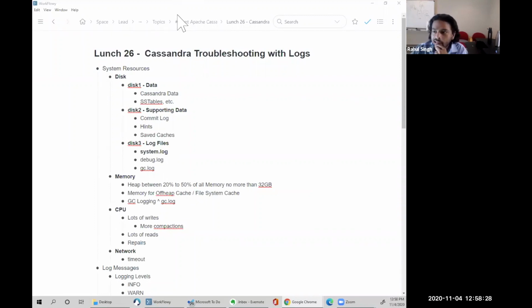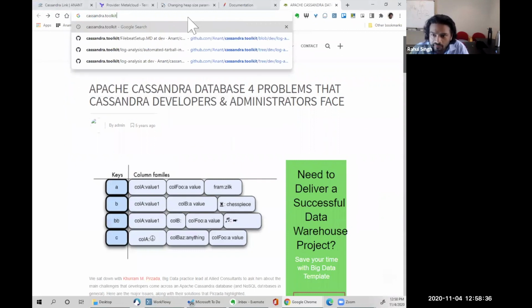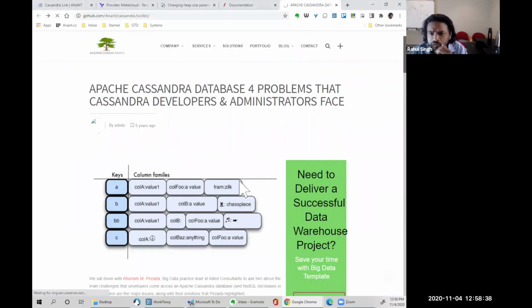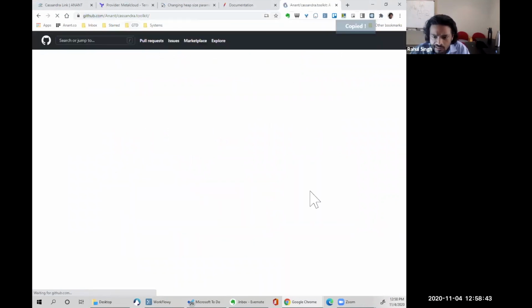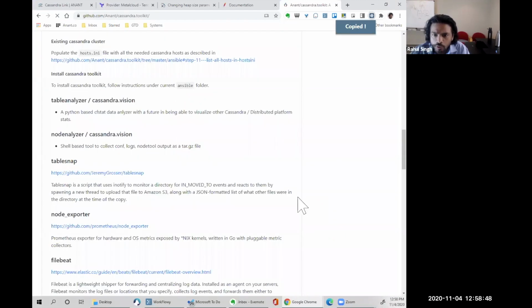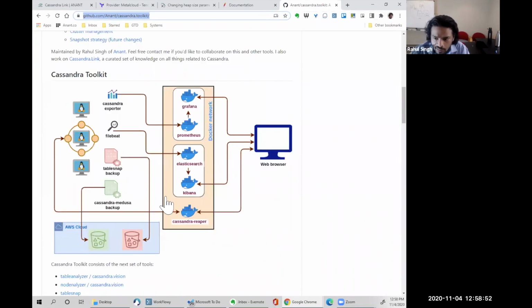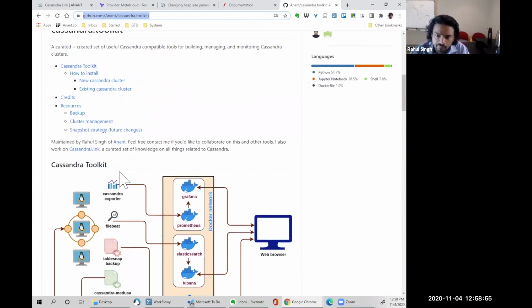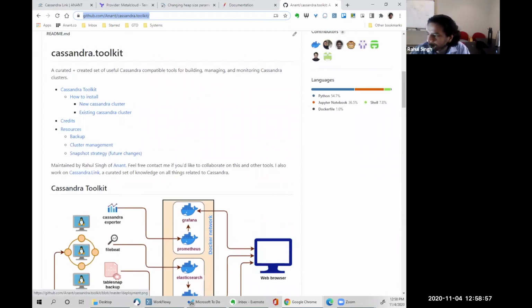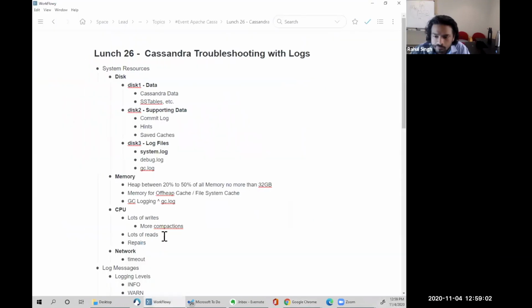Okay, and then as a quick toolkit that you can look for if you don't have this stuff, if you look for Cassandra Toolkit, you'll find it. This toolkit essentially sets you up for success by showing you how to use these tools together: Filebeat, Elasticsearch, and Kibana in the context of Cassandra. Okay? All right. And with that, I will wrap it up.